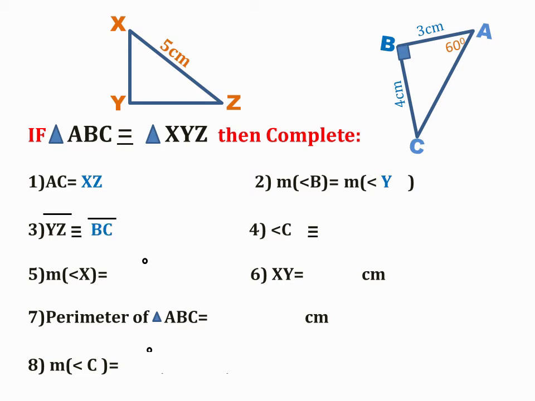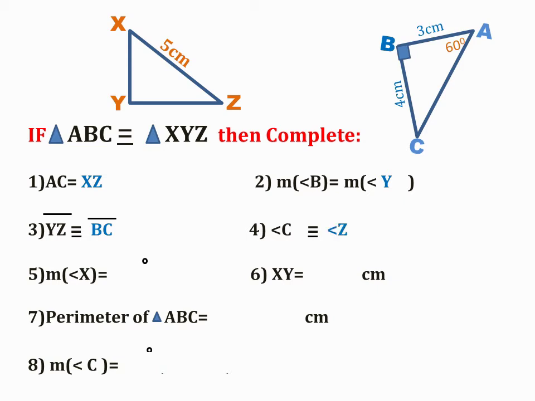So when you use the congruent sign, you have to put the line segment sign. But when you use the equal sign, you don't put the line segment sign. Again, question 4 is asking about angle C. Not the measure, but angle C is congruent to which angle? Okay, C is the last letter in the name, so I'm going to go with angle Z.